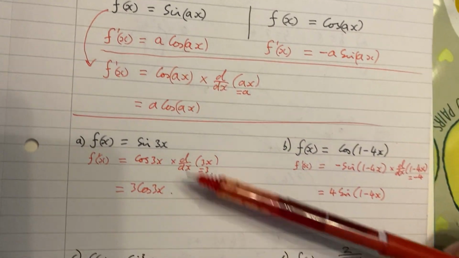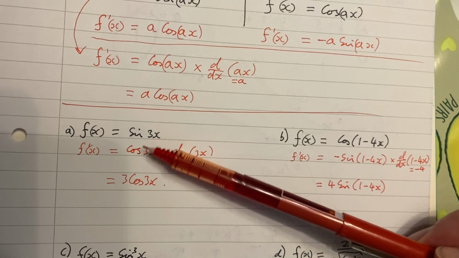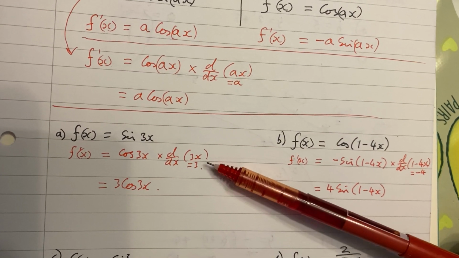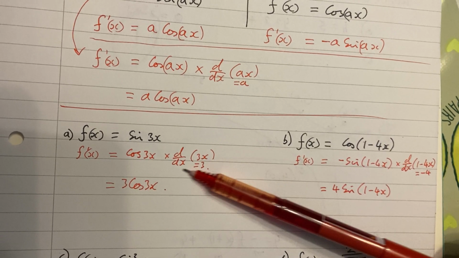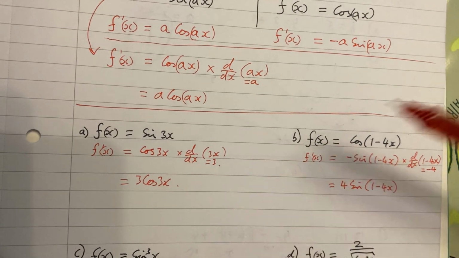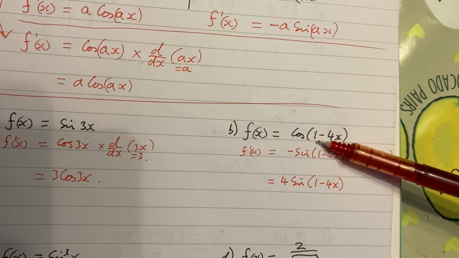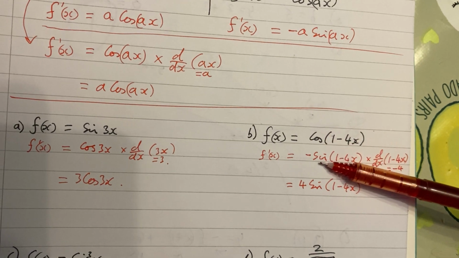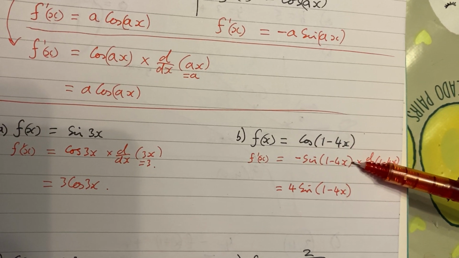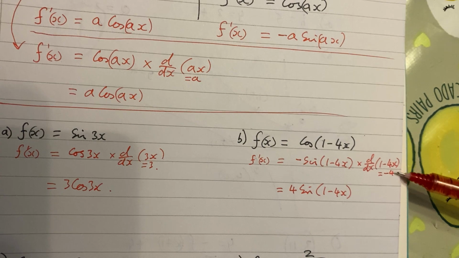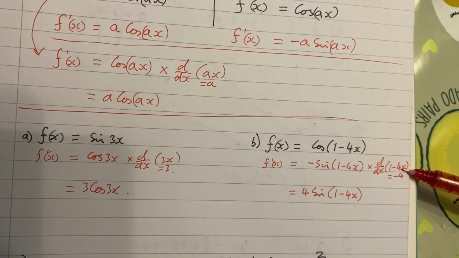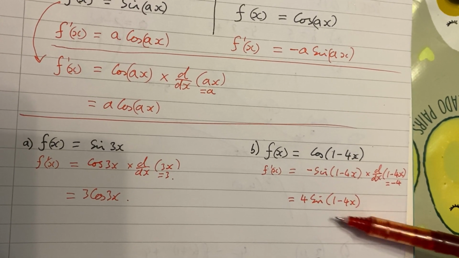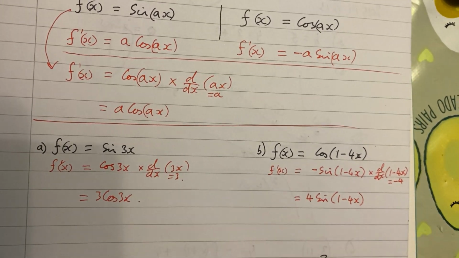So looking at the first one, sine 3x. Sine becomes cos, so cos 3x. Then don't forget to differentiate, times by the differential that's in the bracket. So 3x will be 3, so it's 3 cos 3x. Here, cos bracket x minus 1 minus 4x. Cos becomes negative sine. You still get the same angle. Don't forget to times by the differential of what's in the bracket. So the differential of that's negative 4. So negative, negative, positive 4 sine bracket 1 minus 4x.